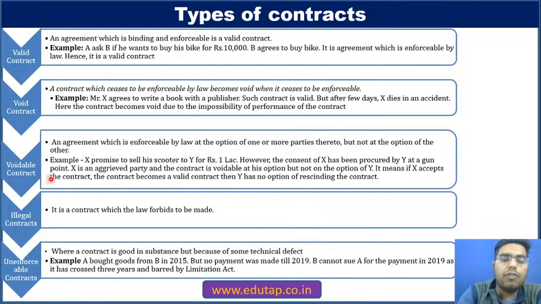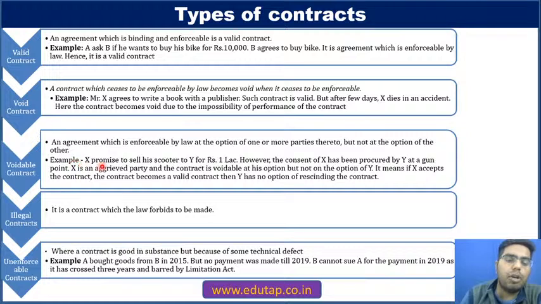A voidable contract is an agreement which is enforceable by law at the option of one or more parties thereto, but not at the option of the other. A void contract does not satisfy any of the conditions, and a valid contract satisfies all the conditions. But voidable contracts are enforceable by one party, while the other party has a right to make it either valid or void.